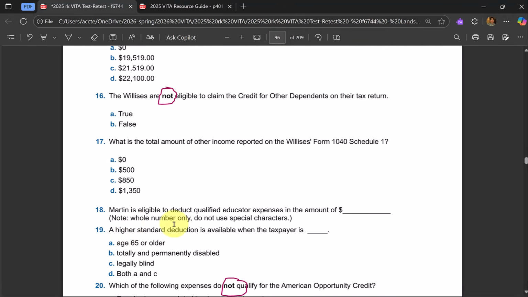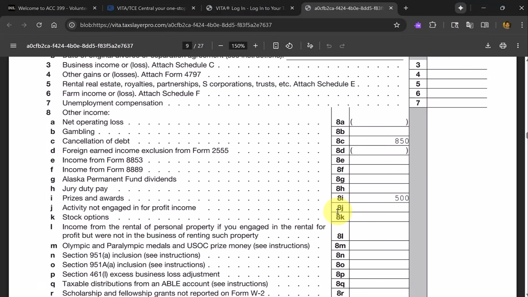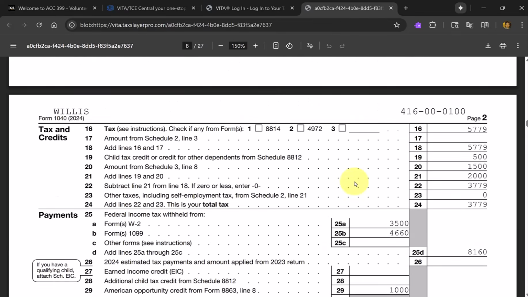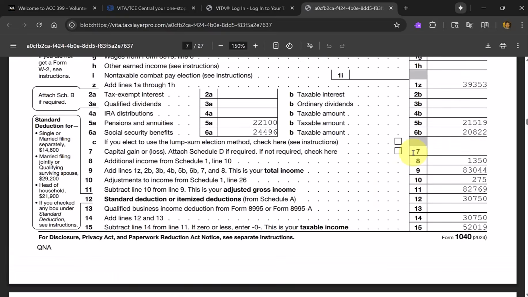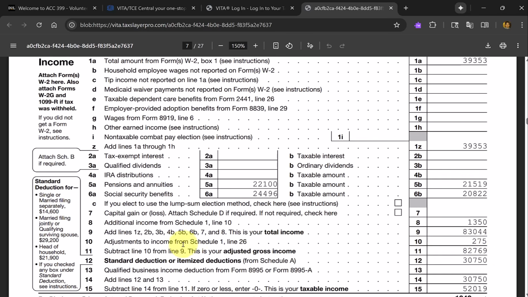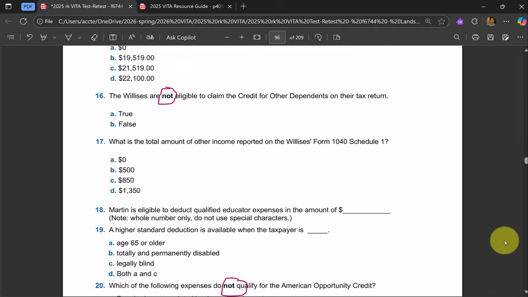Martin is eligible to deduct qualified education expense in the amount of, limited to 300, but he paid less than that. Deducted right here, coming also from Schedule 1, really page 2 of Schedule 1, 275. Yeah, enter the amount here.